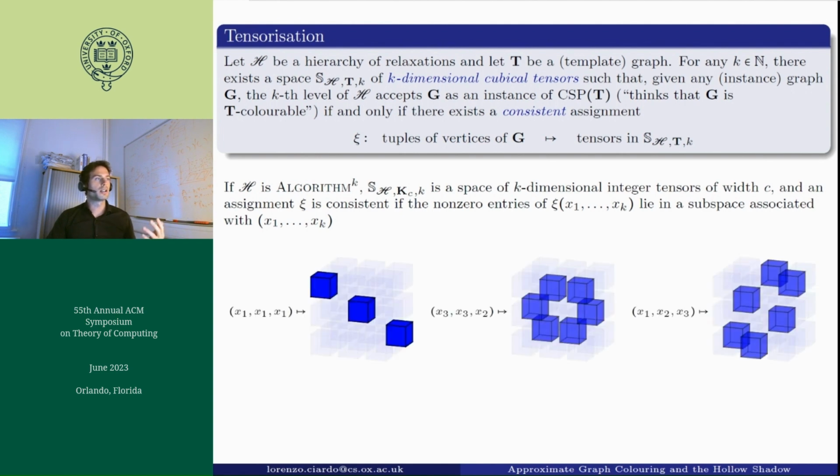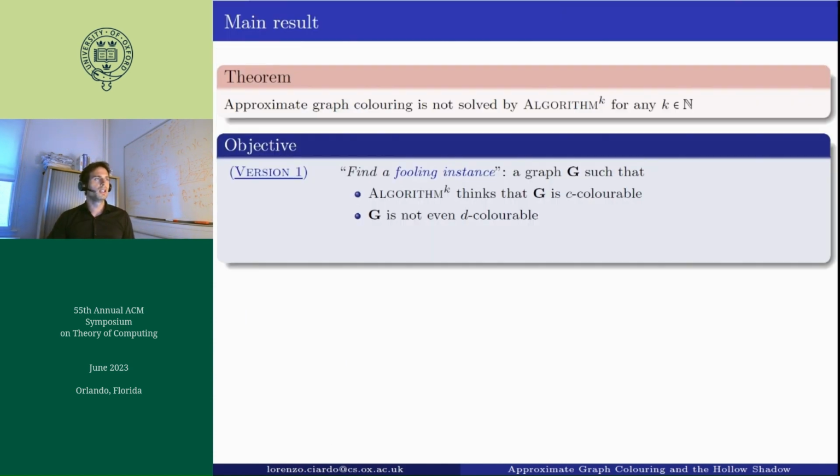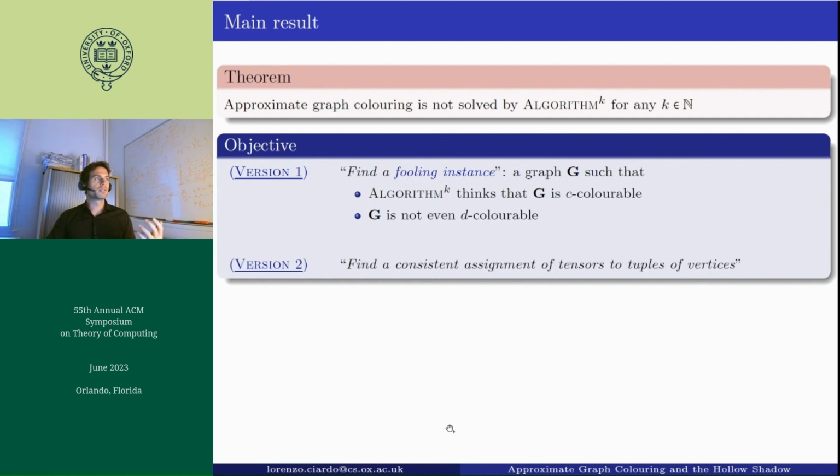Okay, then we can see an example of this. So we want to look at assignments of this kind. So we take a tuple of vertices like x1, x1, x1, and then we associate to it a tensor where all the non-zero entries lie in some hyperplane. Okay, so this gives us the second version of our objective. So rather than finding a full instance, we now seek a consistent assignment of tensors to tuples of vertices.